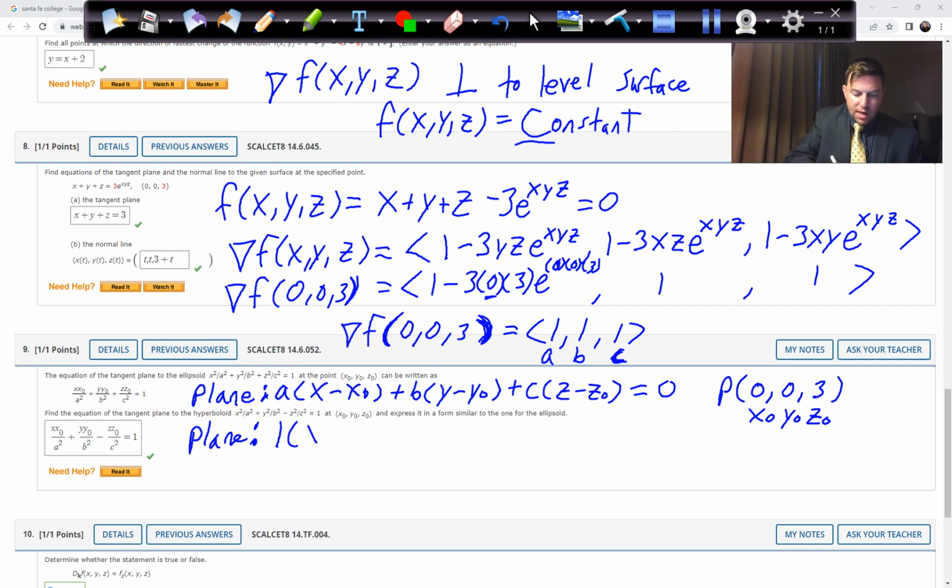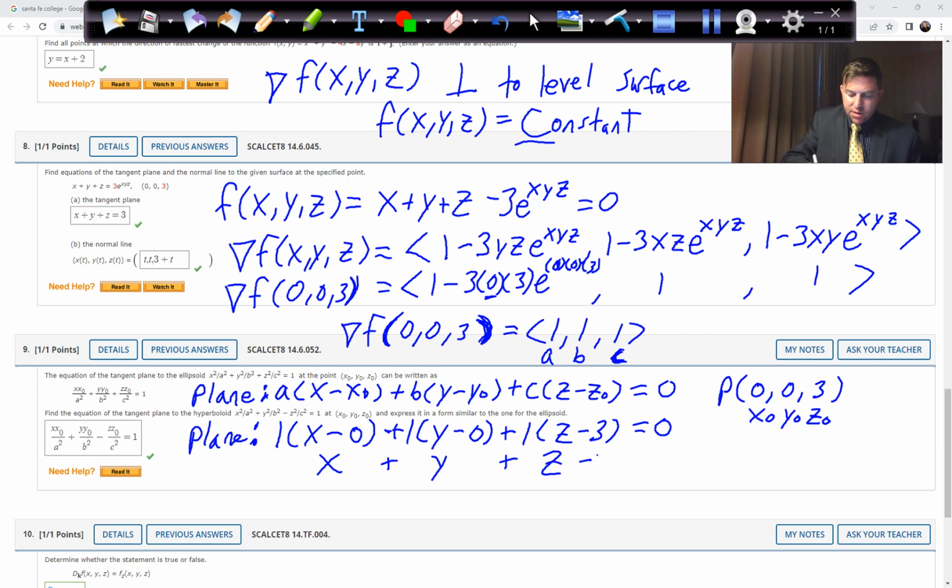A is 1, x is x, x0 is 0, B is 1, y is y, y0 is 0, C is 1, z is z, z0 is 3. So be careful, you have a number there equals 0. And if you expand this out, you get x, y, and z minus 3 here equals 0. So we're just going to move the 3 over. We have x plus y plus z equals positive 3. And that's what we have right there. So that's the tangent plane.